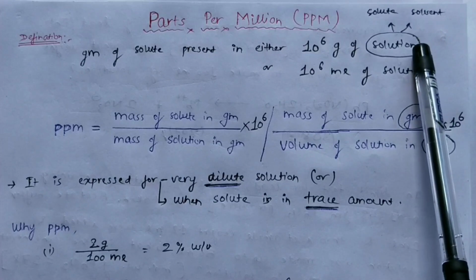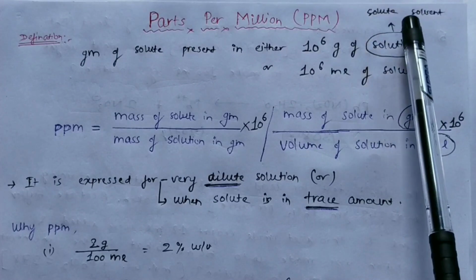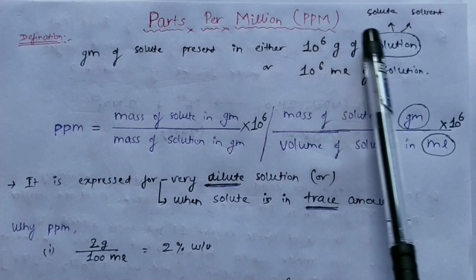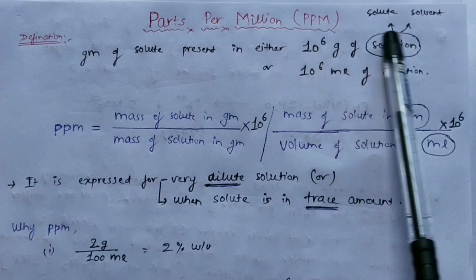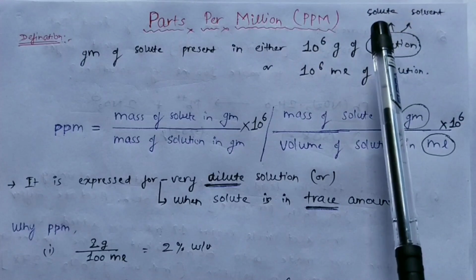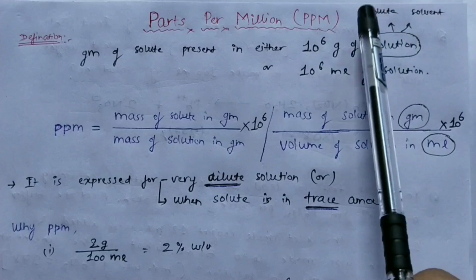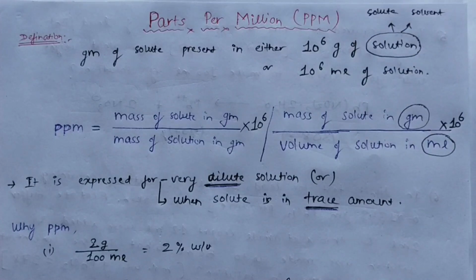And we know solution is made up of solute plus solvent. So it is the total volume, or the total mass, combining or adding the solute and solvent, right?